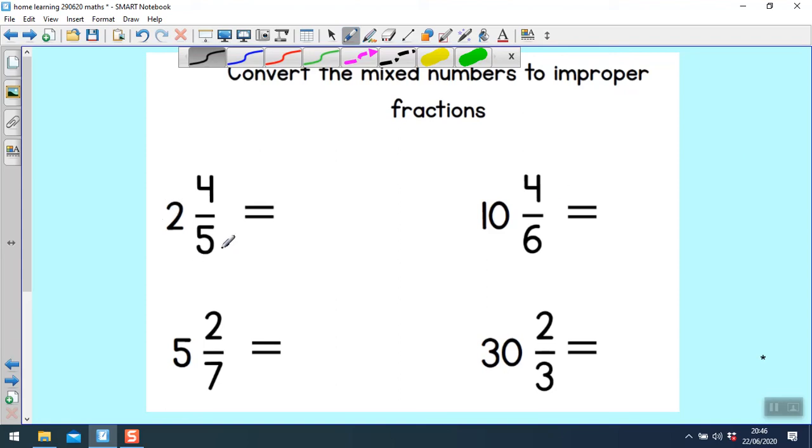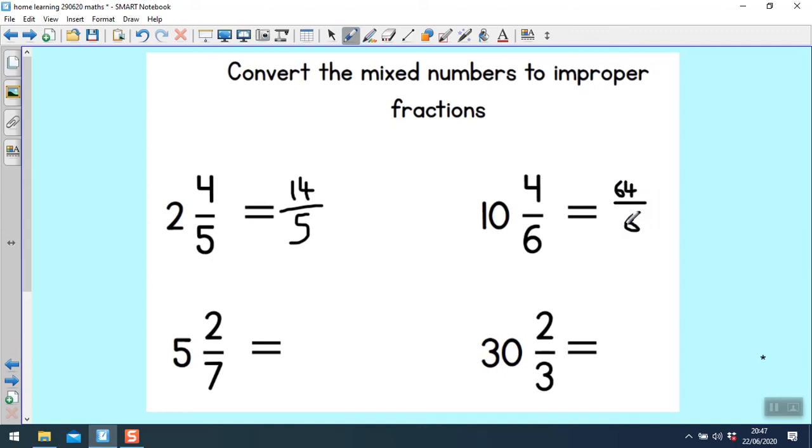So the quick way is 2 times 5, 2 lots of 5 fifths is 10 fifths, plus 4 more is 14 fifths. We've got 10 lots of 6 sixths. 10 sixths are 60, plus 4, 64 sixths. 5 lots of 7 sevenths, so 5 times 7 is 35, plus 2 is 37 sevenths. And 30 lots of 3 thirds, so 30 times 3 is 90, plus 2 is 92 thirds.